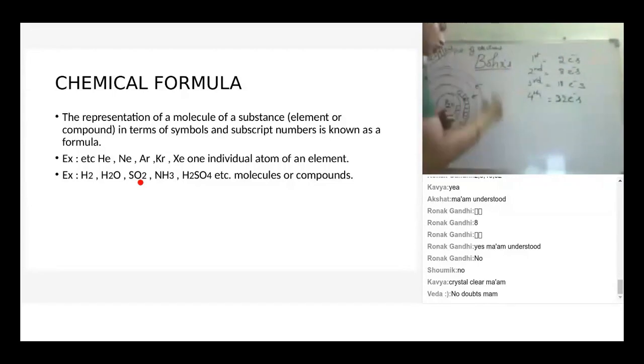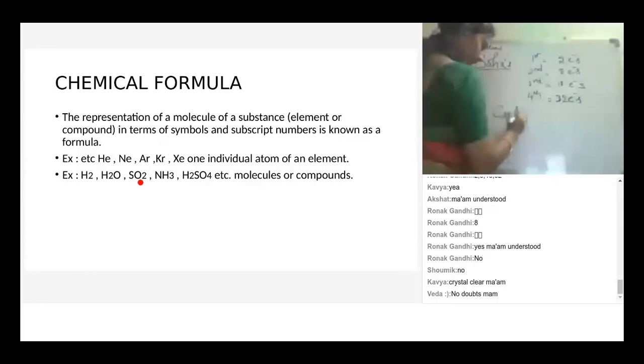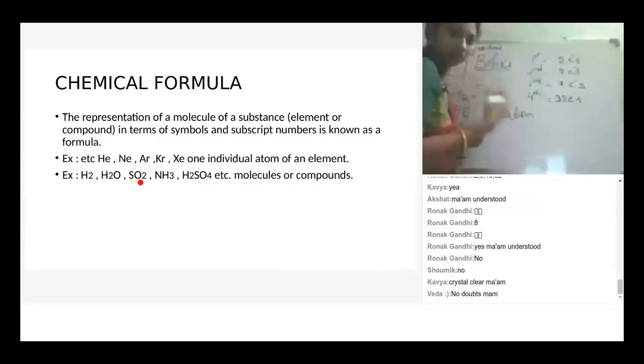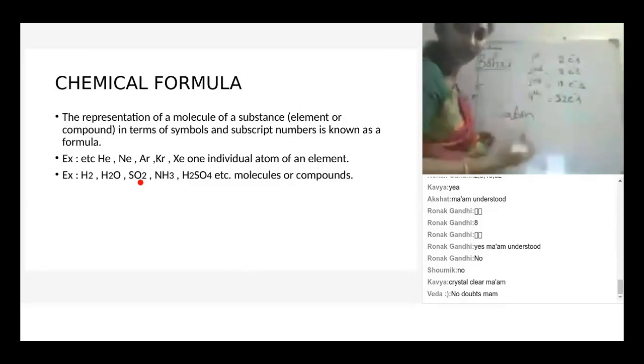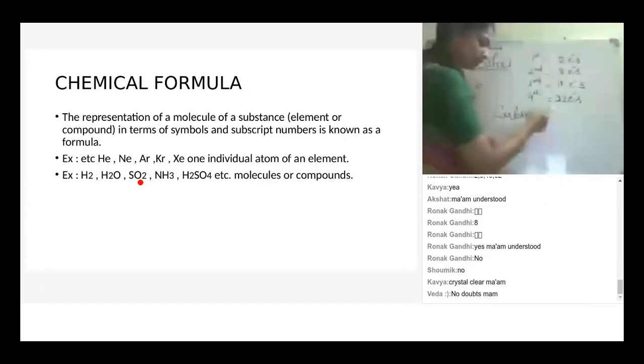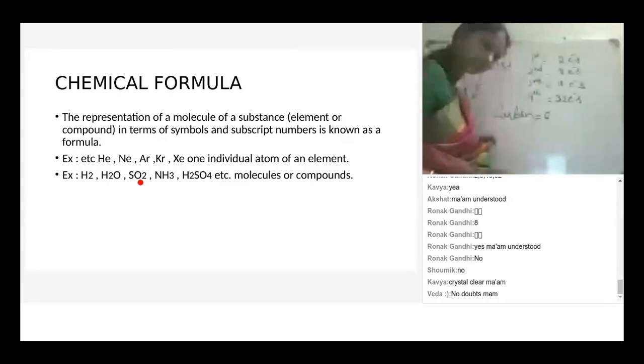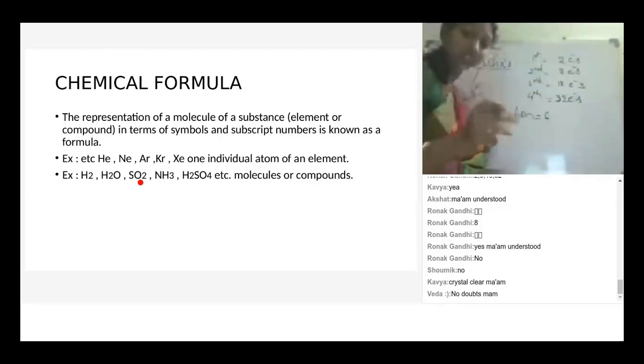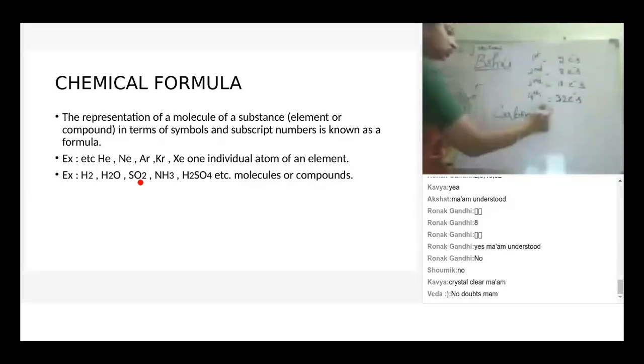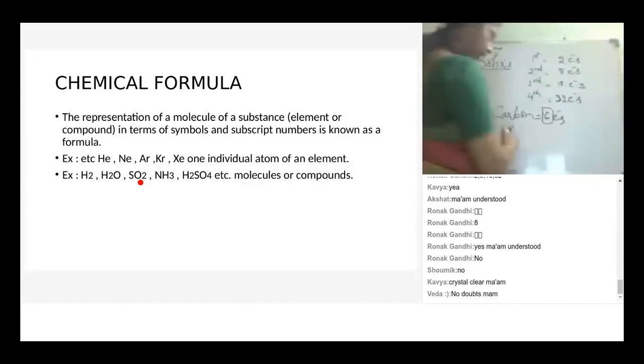Understood? So, for example, carbon. Carbon is an abundant element, so obviously we are taking carbon as an example for every concept. The scientists also have taken carbon as an example for atomic number 6. Atomic number 6 means the number of protons is 6, and the number of electrons is also 6. There is no variation in the number of protons and electrons. So 6 electrons are there in carbon.